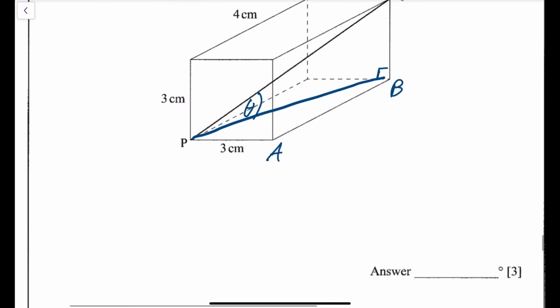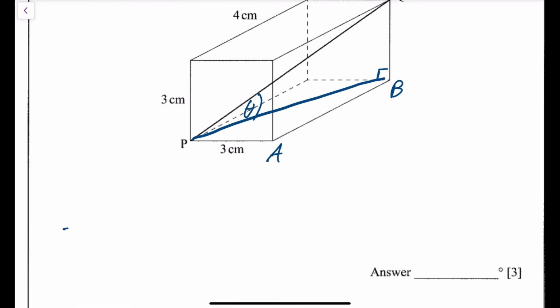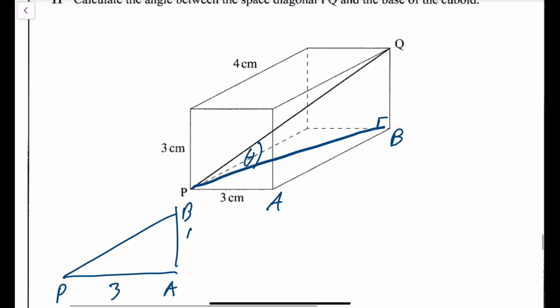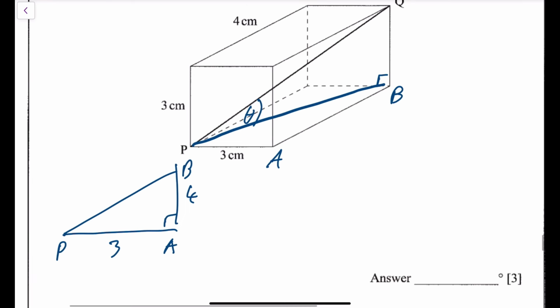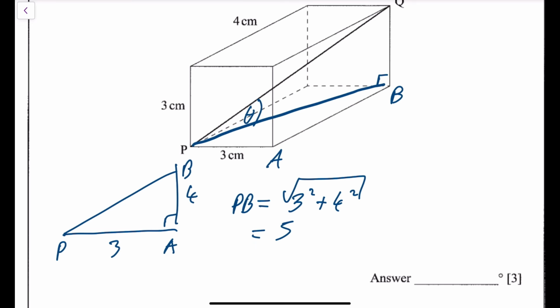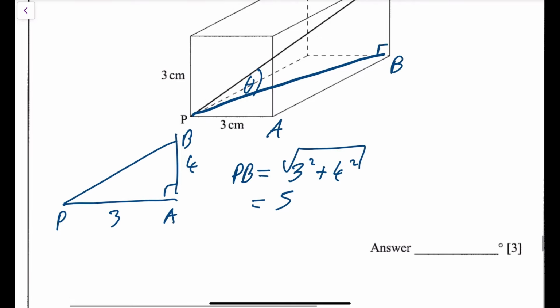Find the angle between the space diagonal PQ and the base. So we've got to find the length of that P to B first. So we've got a right angle triangle there. P to A is 3. And then that A to B is 4. I know that diagram's completely off. And we'll find the P to B. So P to B by Pythagoras will be equal to the square root of 3 squared plus 4 squared. You probably already know anyway, it's going to be a 3, 4, 5 triangle. But I would just show a wee bit of working out for that. So that's what you've got for your PB.